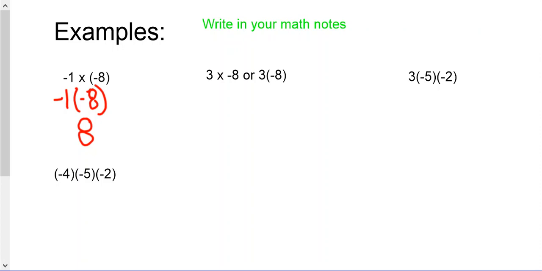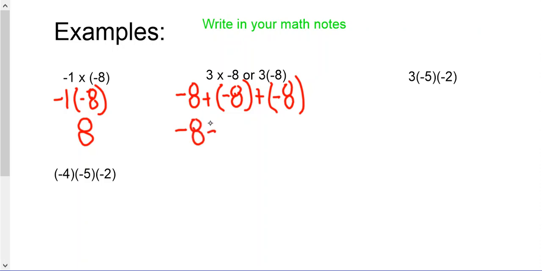Here we have 3 times negative 8. And remember, multiplication is grouping. So we have 3 groups of negative 8. So this can be also written as negative 8 plus negative 8 plus negative 8. And if you remember from our lesson the previous day, this can also be written as negative 8 minus 8 minus 8. Okay, and if we have 3 groups of negative 8, we get negative 24. So 3 times negative 8 is negative 24.